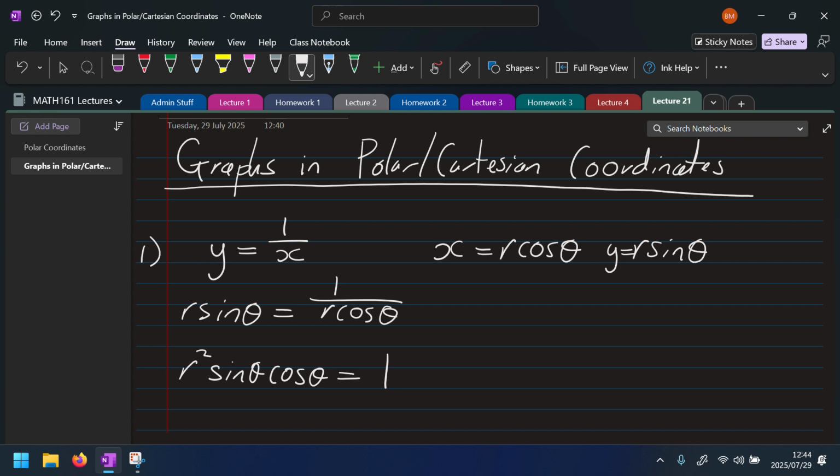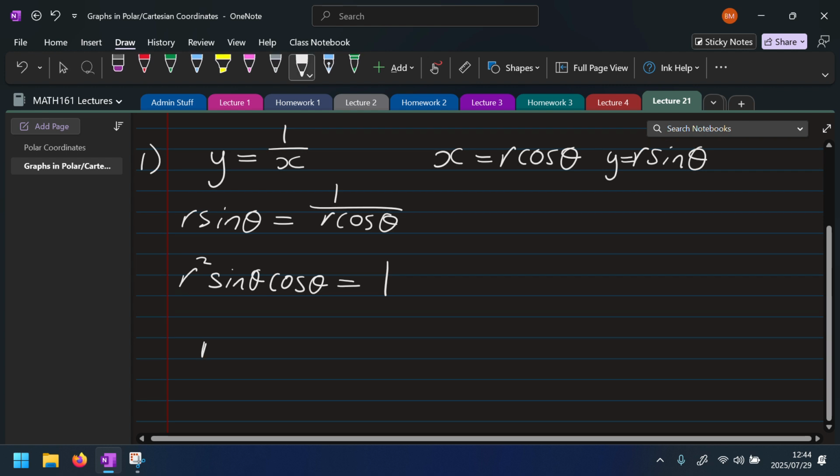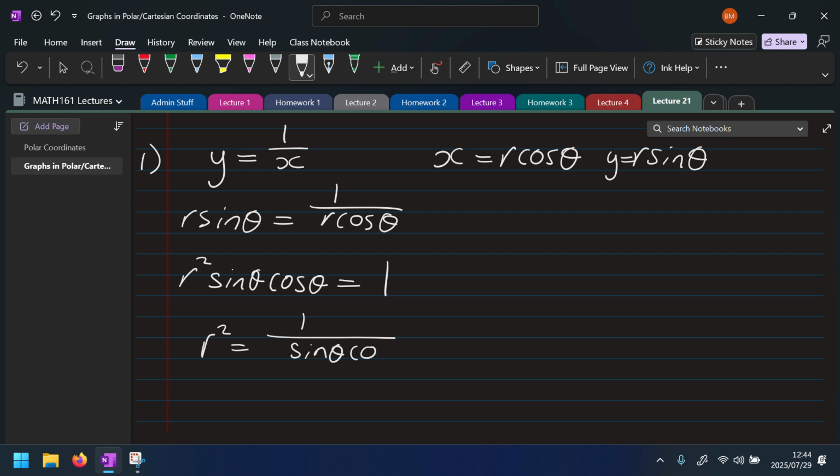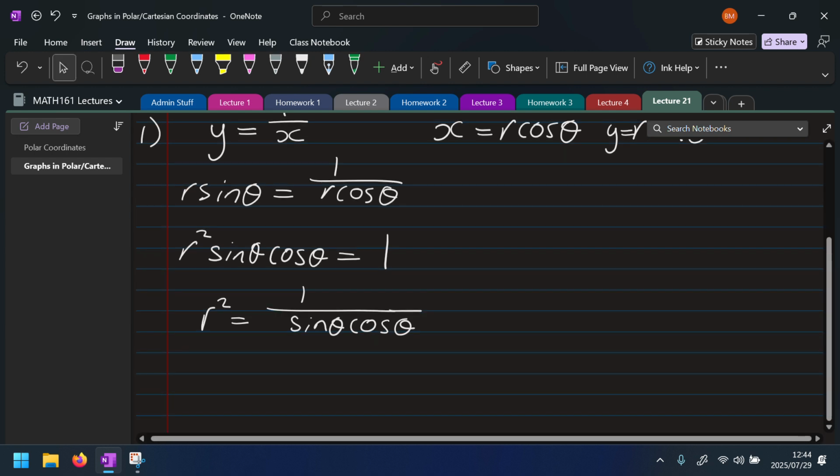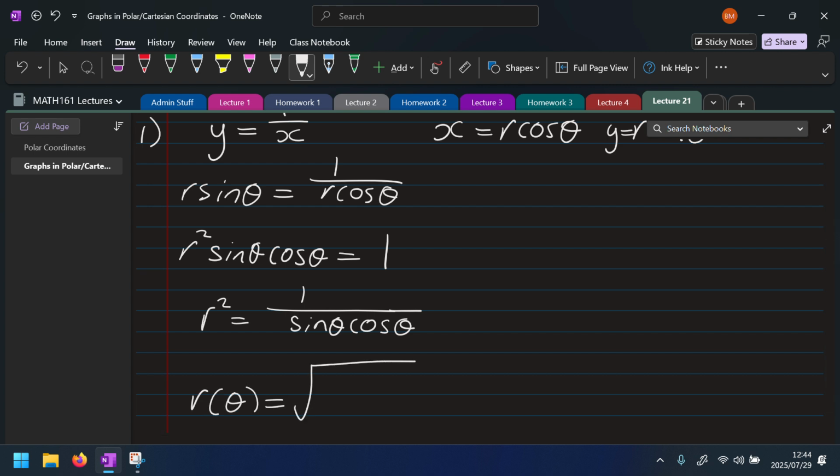Okay, so now we've got r squared over there. We want r, so we want to keep that there. So sine theta cos theta, let's take that over. Yep. So we end up with that. Now we don't want r squared, we just want r by itself, so let's take the root. Here we have r as a function of theta.